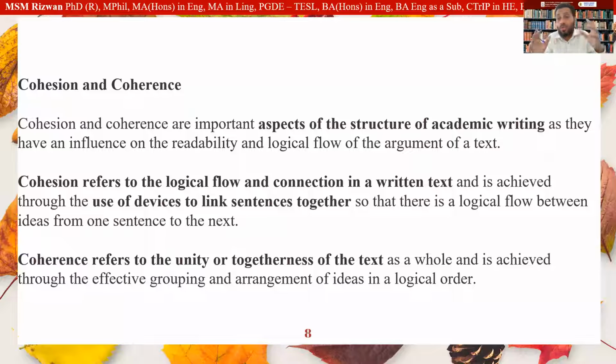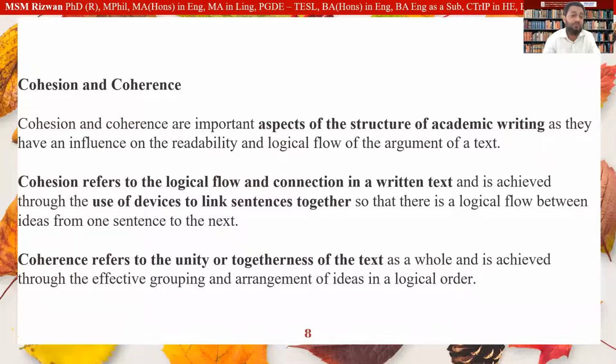Coherence refers to the unity, or else we call it the togetherness of the text. There should be unity within the text. Togetherness of the text is expected in the development of paragraphs. In academic writing, you are expected to write a number of paragraphs in order to meet the length of writing. Right? As a whole, and how can you achieve this coherence?